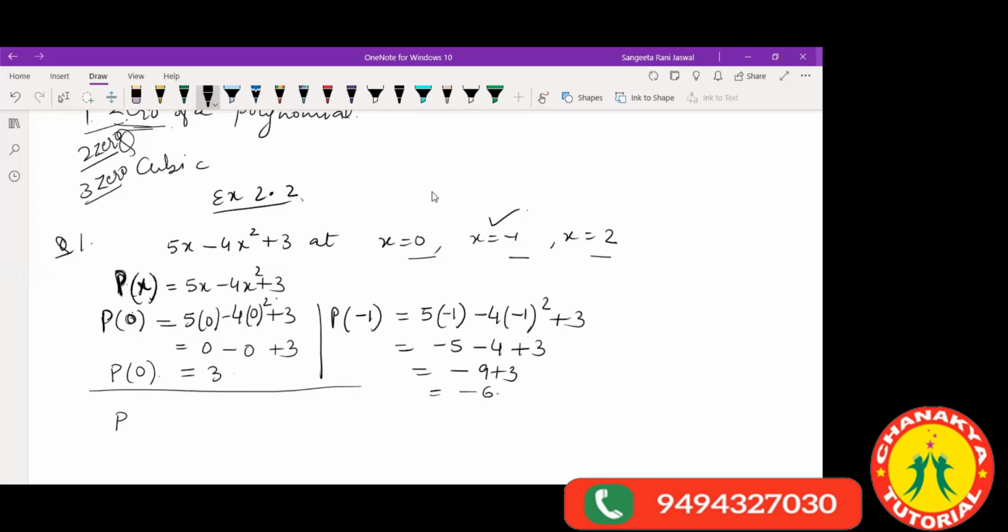Now similarly, you find for P of 2. Yes, ma'am. Find the value for P at 2. Do the third one yourself.